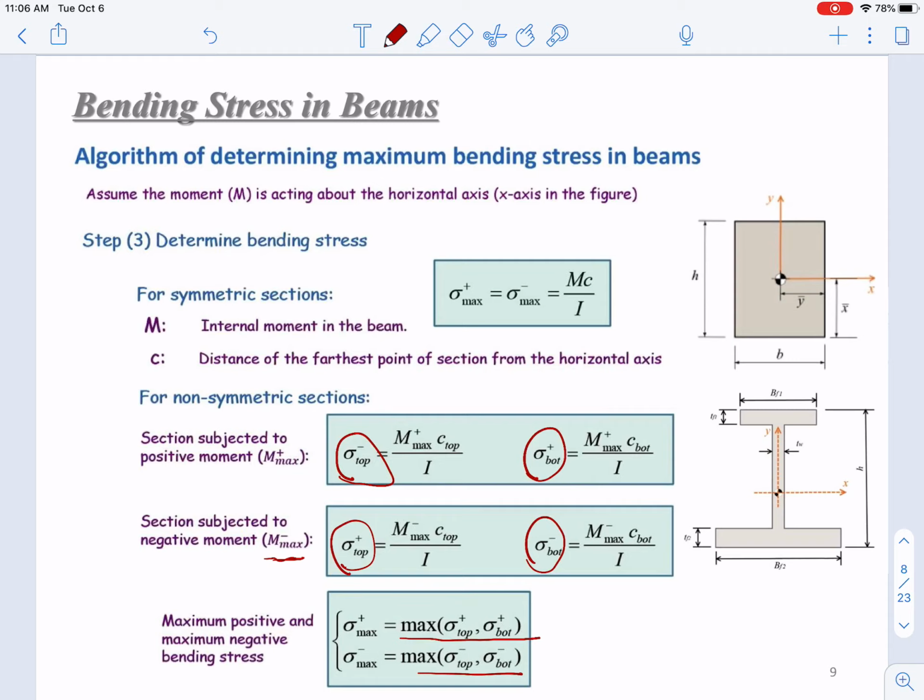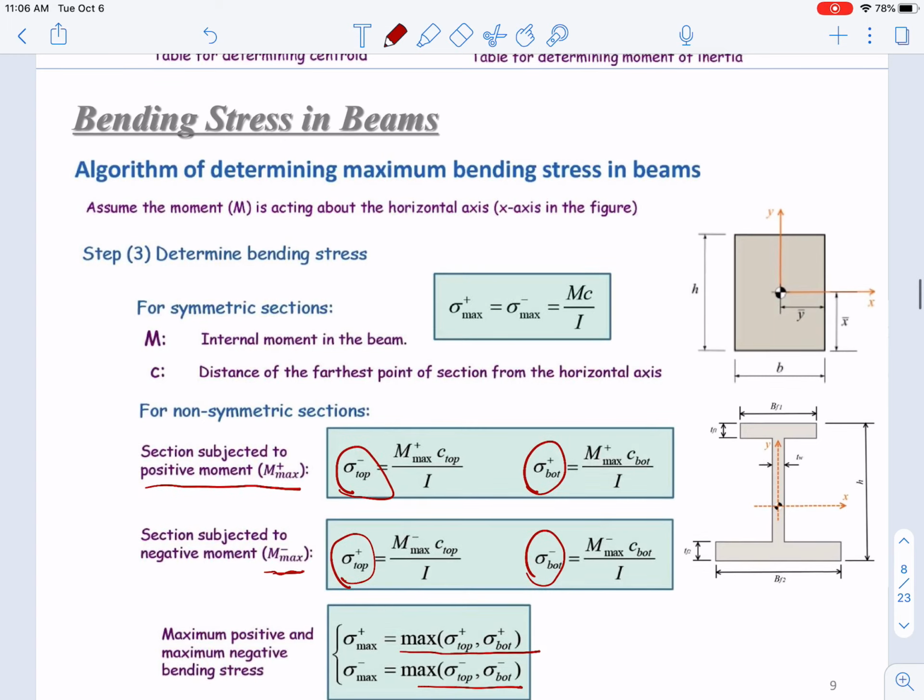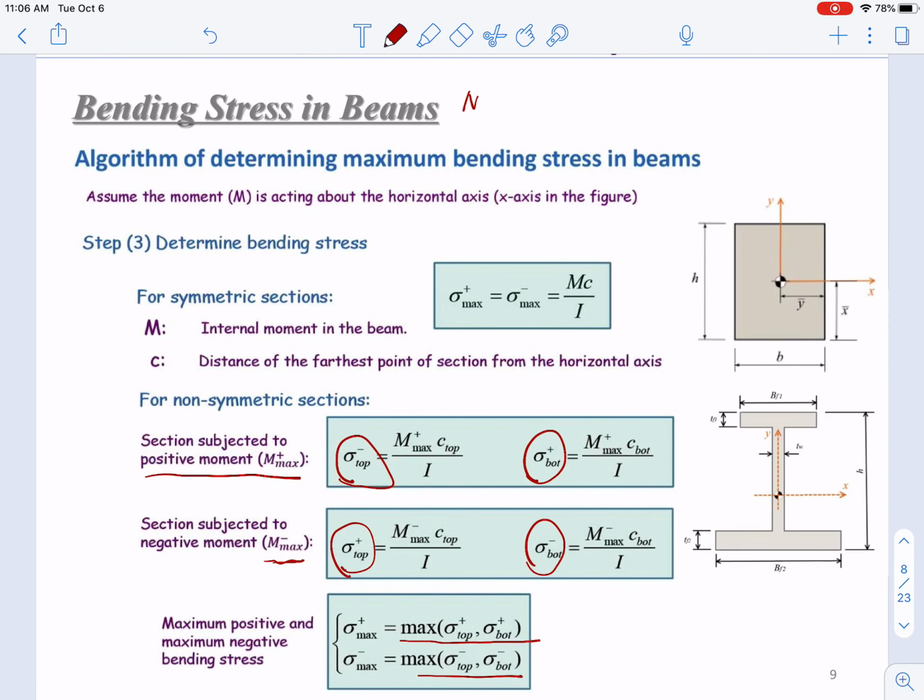Positive bending moment, negative bending moment. So what is the positive bending moment? When the beam section is subjected to a positive bending moment, your beam section after deformation will smile. Since when you feel something positive, you will smile. So a positive bending moment will make the beam section smile.